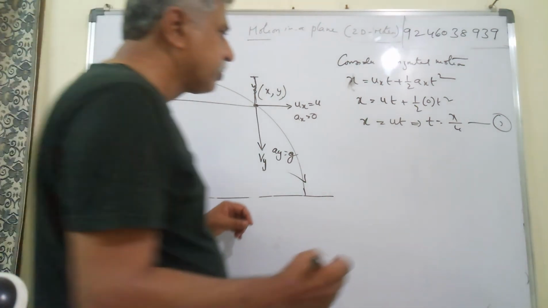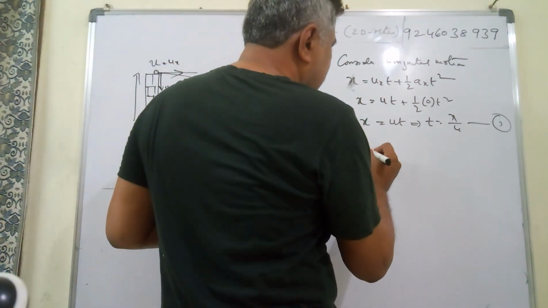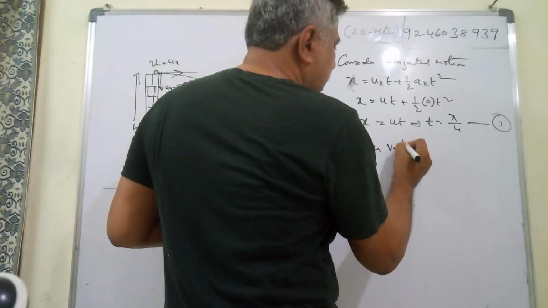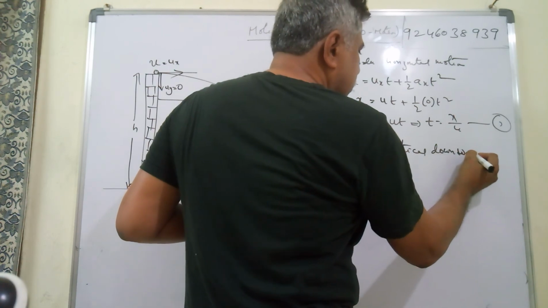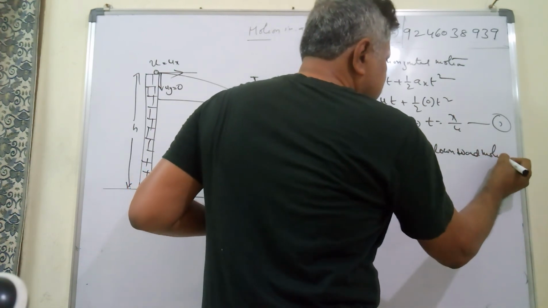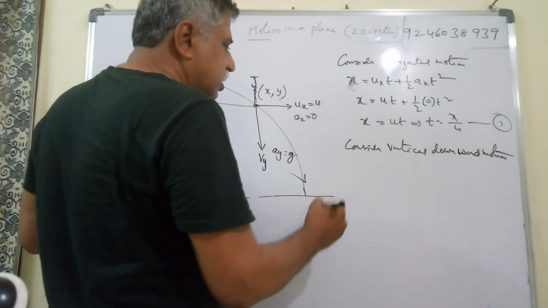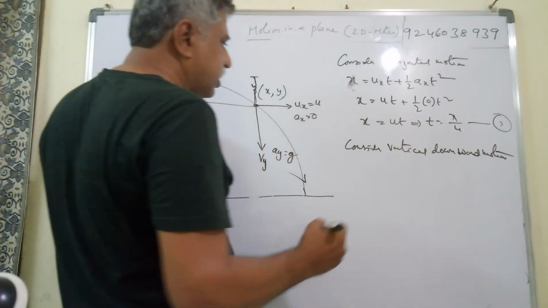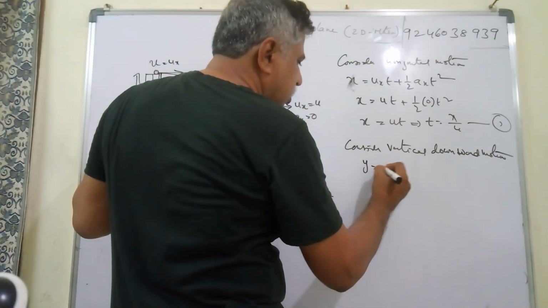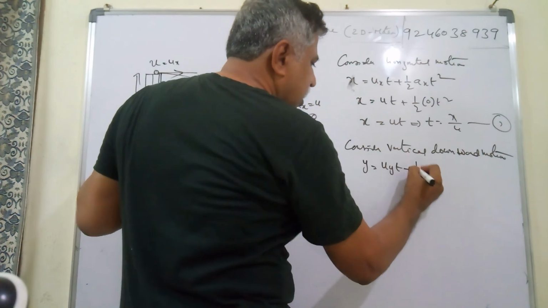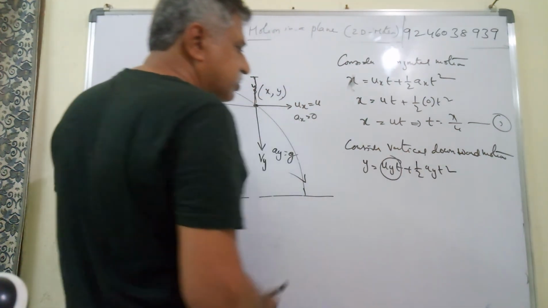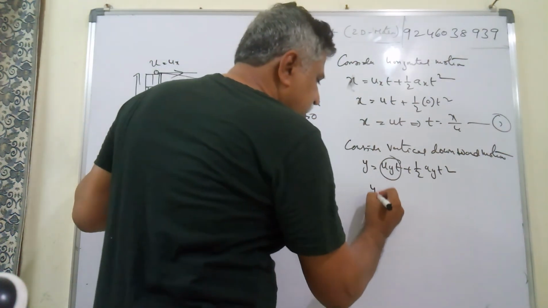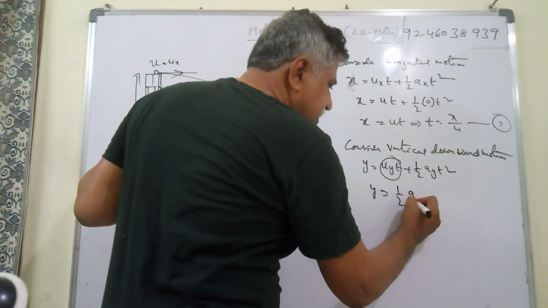Next one. Consider vertical downward motion, from this point to this point. Y is equal to uyt plus half ayt square. Initial uy is 0 here. So y is equal to half g t square. This is equation 2.